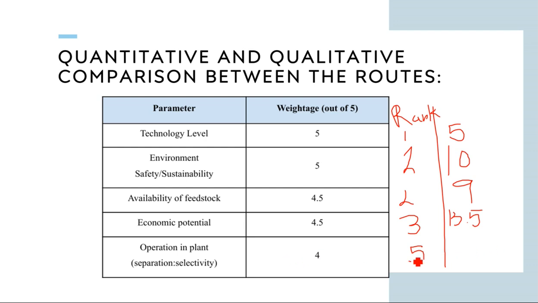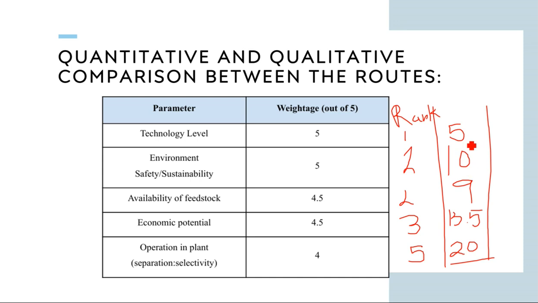And operation in plant has a preference of 4, so it will be 20, because if you have all the other above factors as high as possible, then you can manage a complex operation. You are highly profitable, your technology is highly tested, availability of feedstock is relatively easy, so your other expenses will go down, and with the help of money, you can put extra brains to tackle the operation.